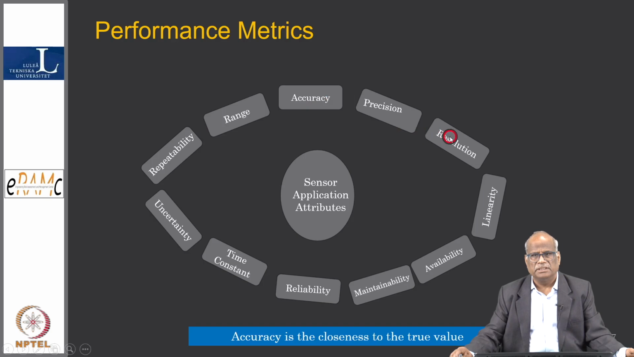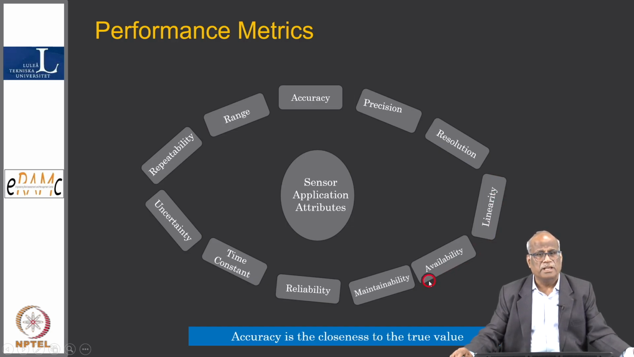accuracy, precision. In fact, I am revisiting the same diagram which I have shown earlier. So, sensor application attributes. Now, the thing is, I am preparing a specification, that is the context, and which ones I should have. So, accuracy, precision, resolution, linearity is a very important thing. My range should be, whatever my instrument range is, or requirement range is, the characteristic of the sensor should be linear. Availability, because I have to know how long my system was available.